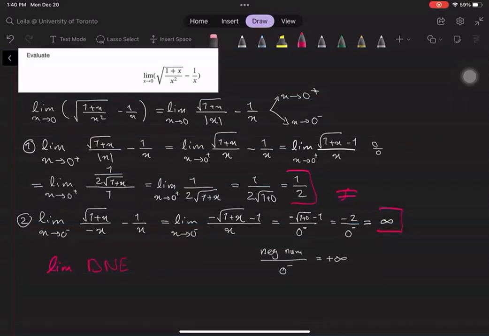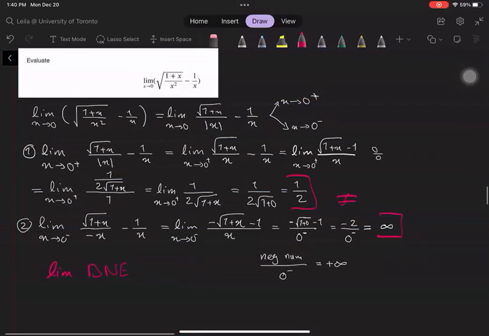Does anyone have questions about this? Miss, I have a question. Does the answer is 1 over... does not exist? Yeah, the limit doesn't exist. Then we can just simplify by conjugate, isn't it? Is solving by conjugate okay?